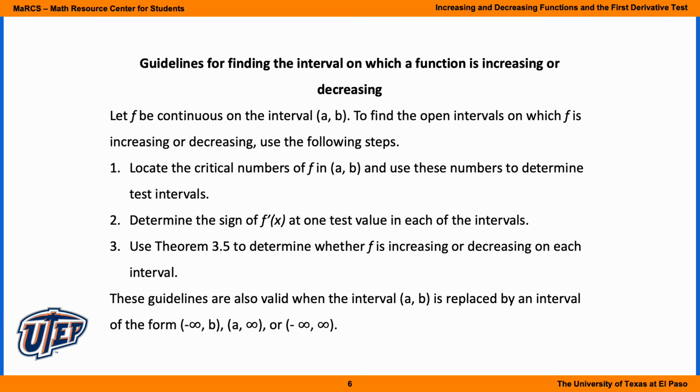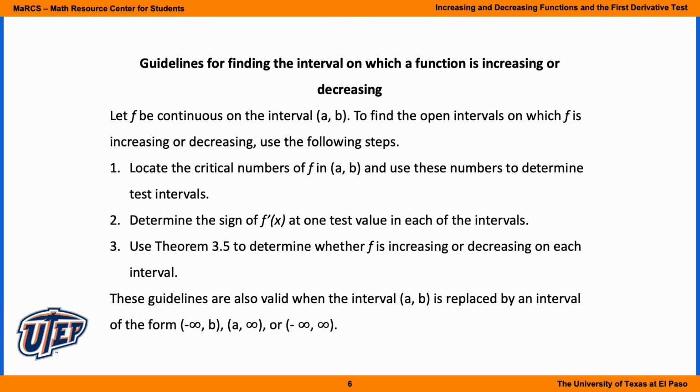decreasing. So first of all, we let f be a continuous function on the open interval ab. Now to find the open intervals on which that function f is increasing or decreasing, we first locate the critical numbers of f in the open interval ab and use these numbers to determine test intervals. Then we can determine the sign of our derivative f prime of x at one test value in each of the intervals. Lastly, we use theorem 3.5 to determine whether f is increasing or decreasing on each interval.